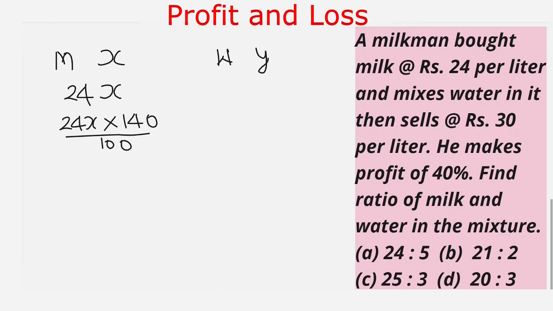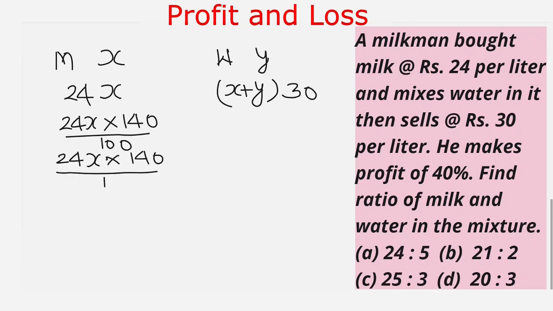Now it is given that the mixture is sold at the rate of rupees 30. So the quantity of mixture is x plus y and it is sold at the rate of 30. So the selling price from the given data comes out to be (x plus y) into 30. So we have to equate this, and on equating we get 24x multiplied by 140 divided by 100 equal to (x plus y) into 30.